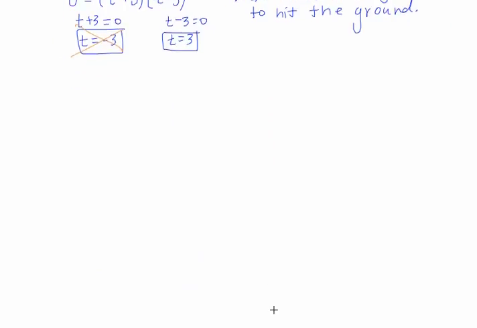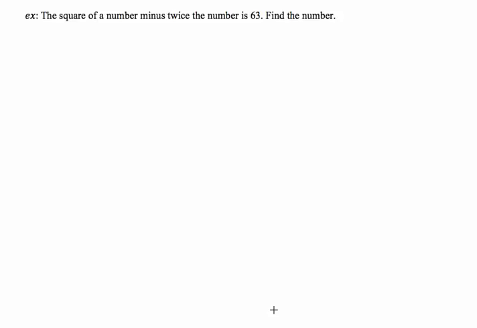Let's work another one. The square of a number minus twice the number is 63. Find the number. Now there's really two ways to do this. One is a guess and check method, and that's not what we're learning about here. The goal in this section isn't really to solve the problem, the goal is to solve the problem using quadratic methods. So we're not going to just guess and check, and if you do that, you're not going to get any credit on your test, okay?